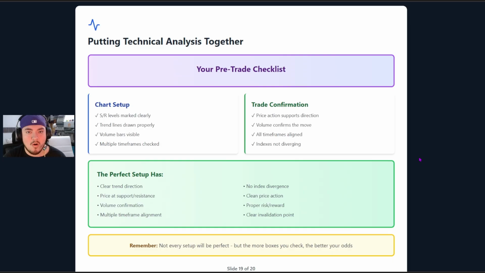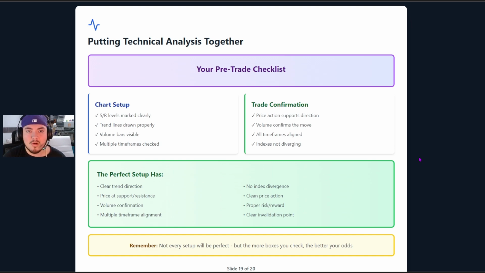If you have your clear resistances, clear supports, your trend lines, your volume bars visible, and your multiple time frames checked, you are going to be more prepared to take a structured trade, right? You're going to have more confidence to hold the trade. Why? Because you understand what's going on in the market, guys. Being able to identify that we're in an uptrend is one thing, but knowing that we're at a pivot point, knowing where price is going to bounce, that's a whole other thing.